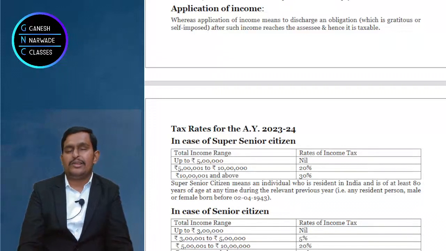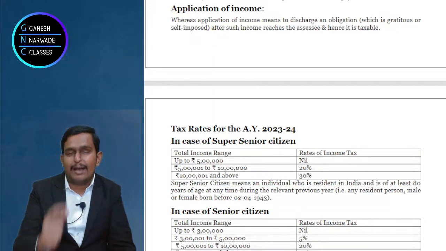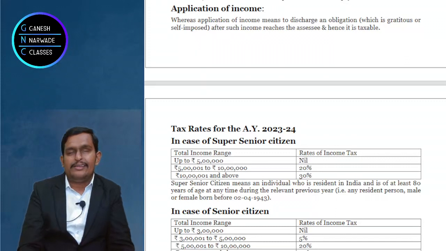So we are only talking about individuals. Who is a resident? Who stays in India. And who is a super senior citizen? Above 80 years, whose age is above 80 years. So if somebody is above 80 years, basically born before 2nd April 1943, that means he is 80 years or more.